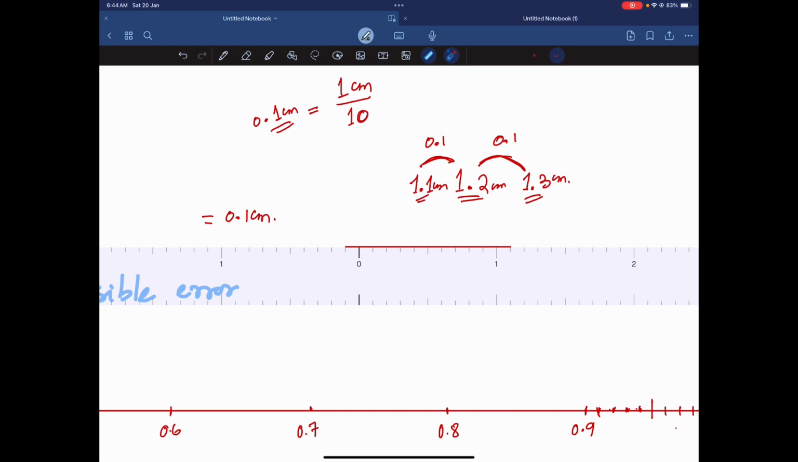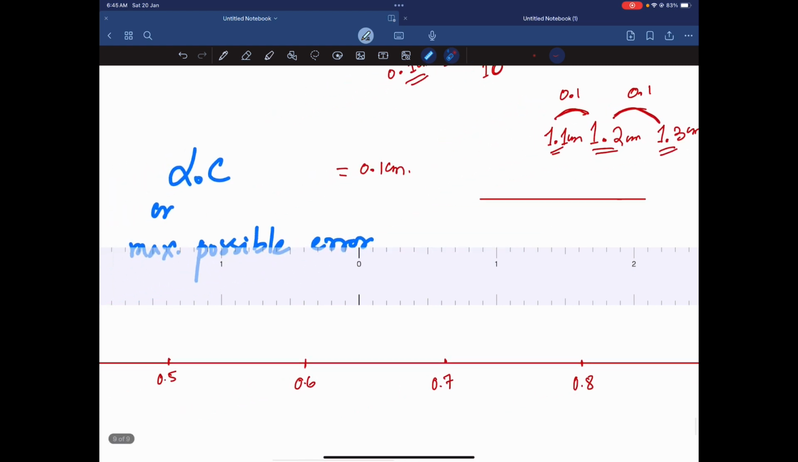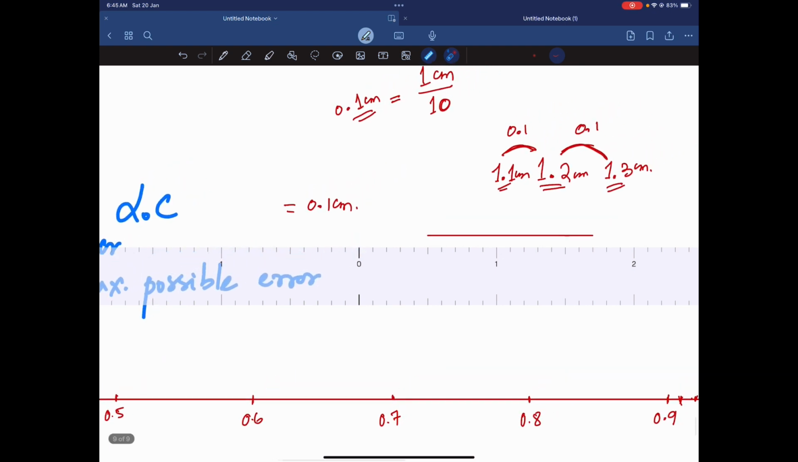Even if you made a mistake, what is the maximum possible error that you can make? It's by a factor of 0.1 centimeter. Why? Because the least count of your instrument was 0.1 centimeter. So again, the least count gives the value of the error.